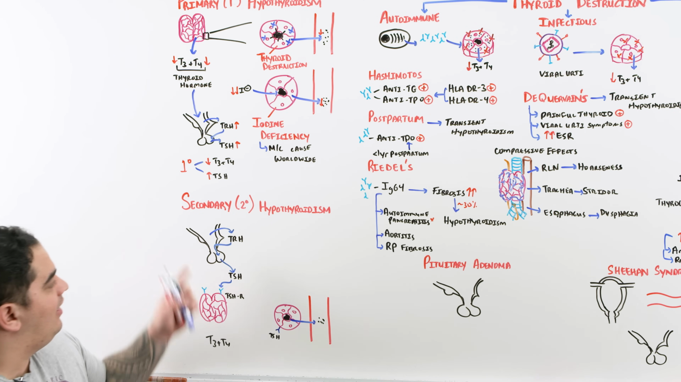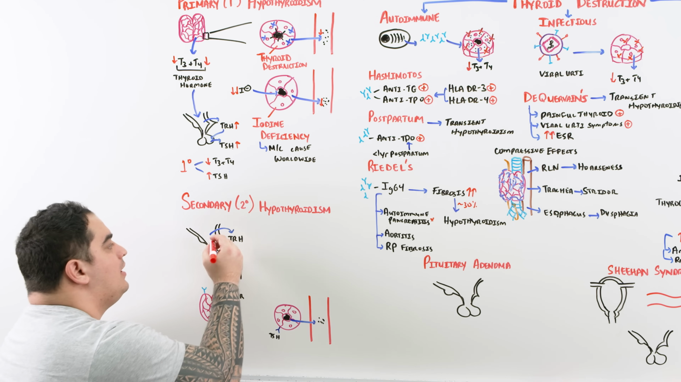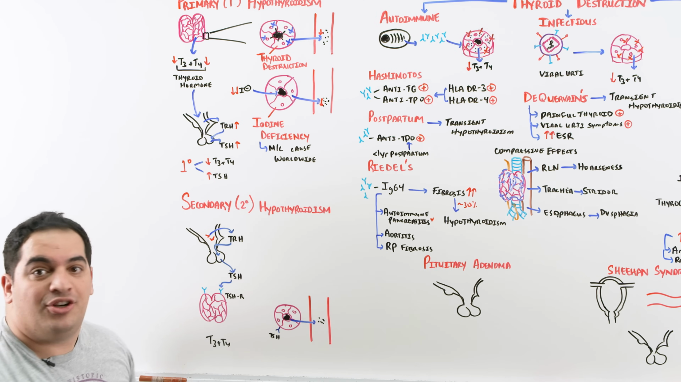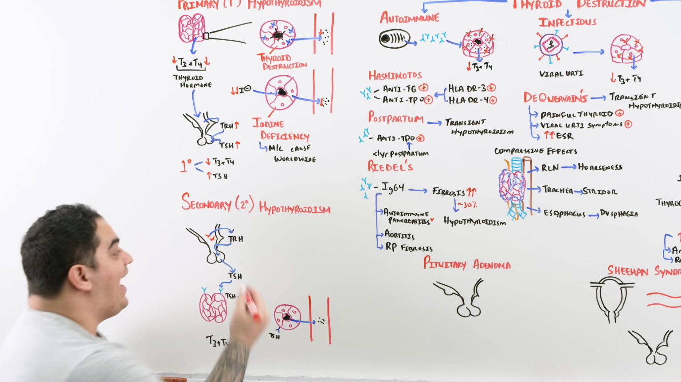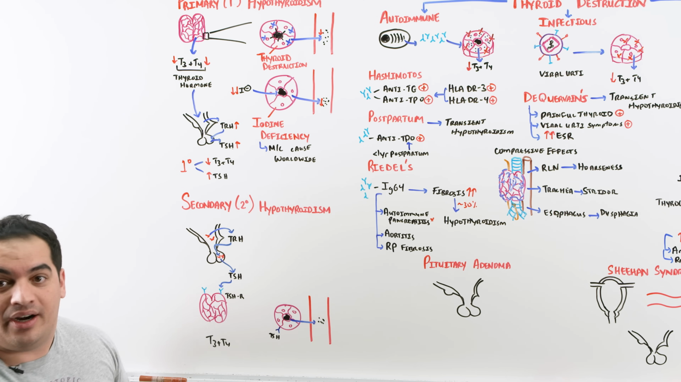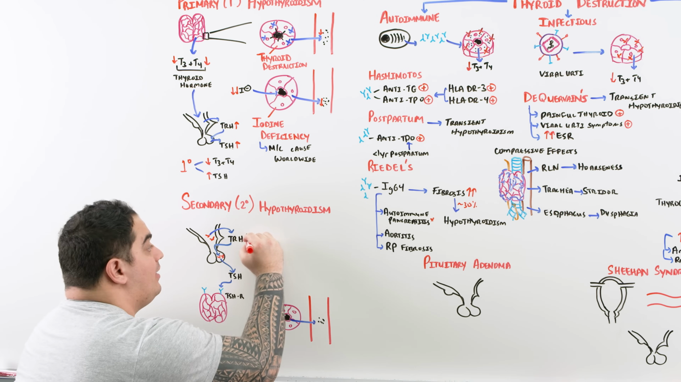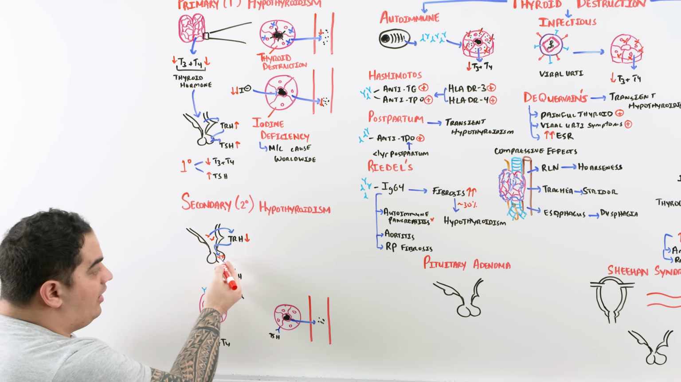But let's say I have some type of problem where there's injury to the hypothalamus. I have injury to the anterior pituitary. Now I can't make TRH. If I can't make TRH, can I make TSH?